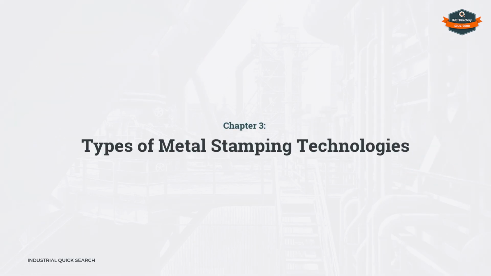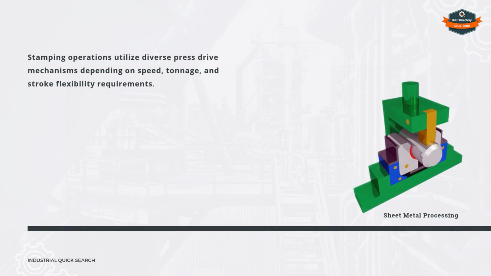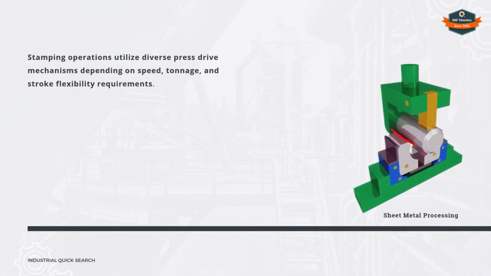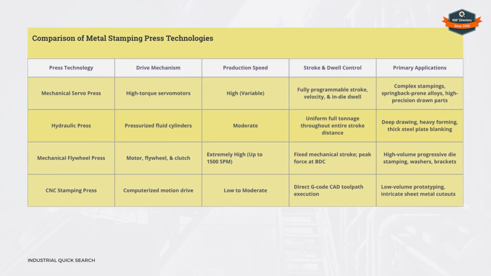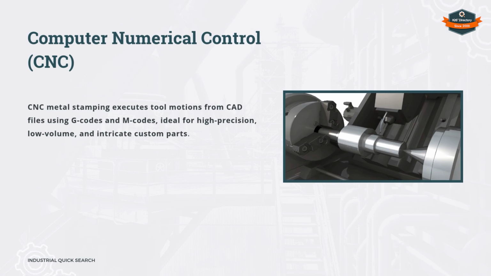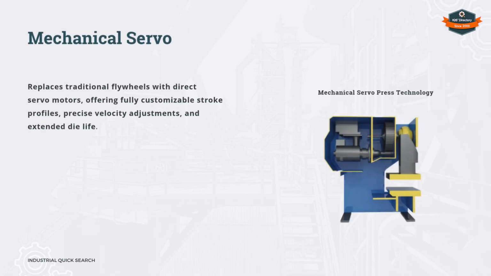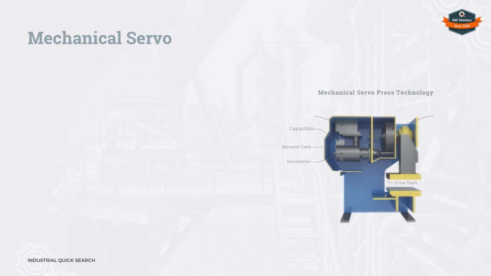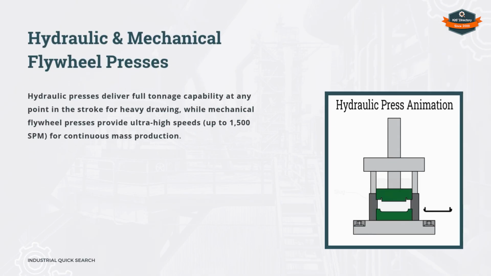Chapter 3. Types of metal stamping technologies. Comparison of metal stamping press technologies. Computer numerical control. Mechanical servo. Hydraulic and mechanical flywheel presses.